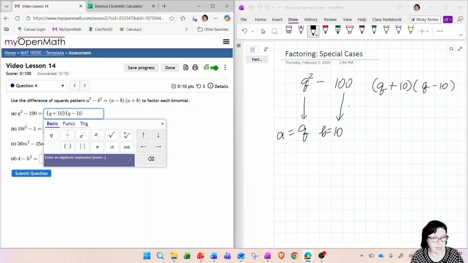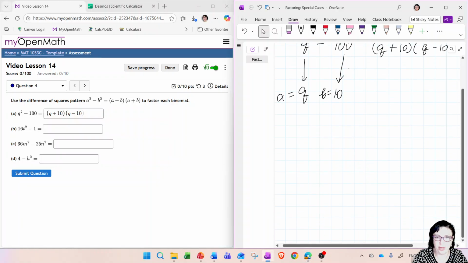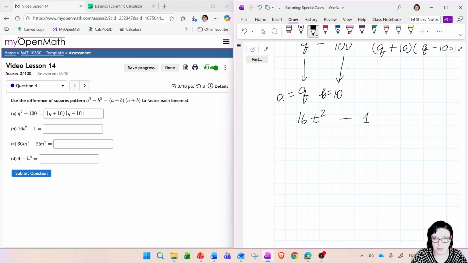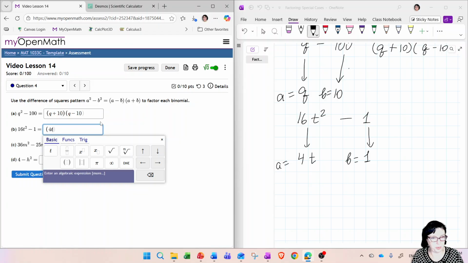Now let's look at the second example. It's the same kind of thing, but you have to identify what is your a and what is your b. And again, check to see if there is a minus, because again, if there is a plus, you cannot factor it. All right, 16 is a square of what? That would be 4. And then t squared is a square of t. And then 1 is a square of 1, because 1 times 1 is 1. And we just identified a and b. And now we can just substitute in the formula. So we've got 4t plus 1, 4t minus 1.